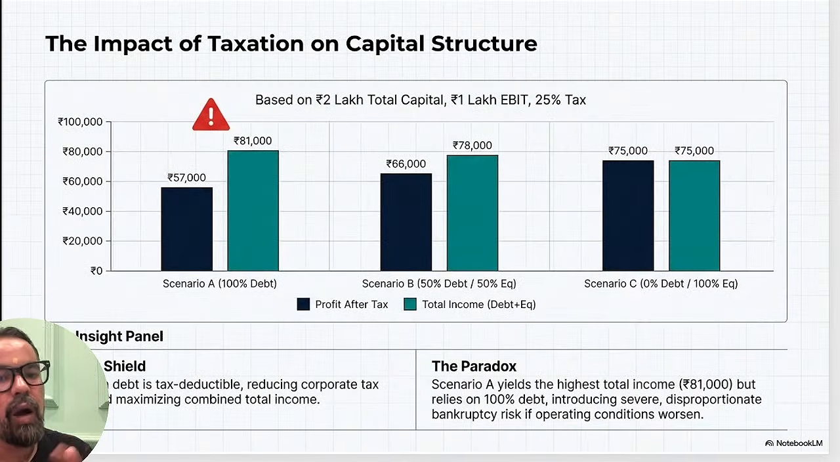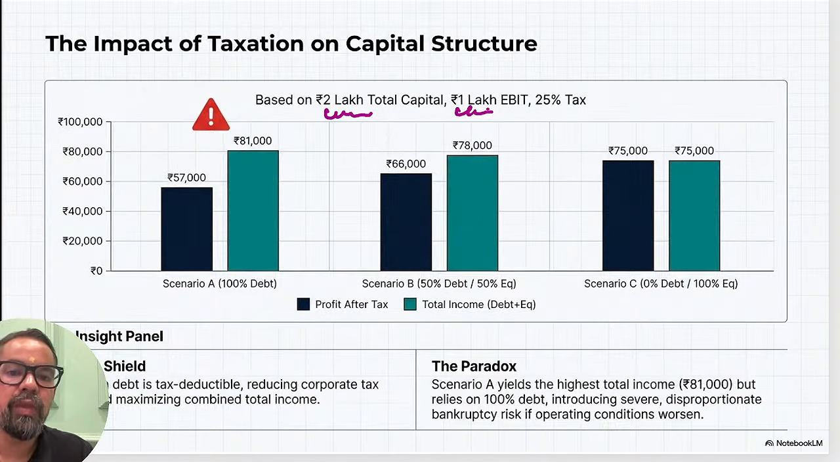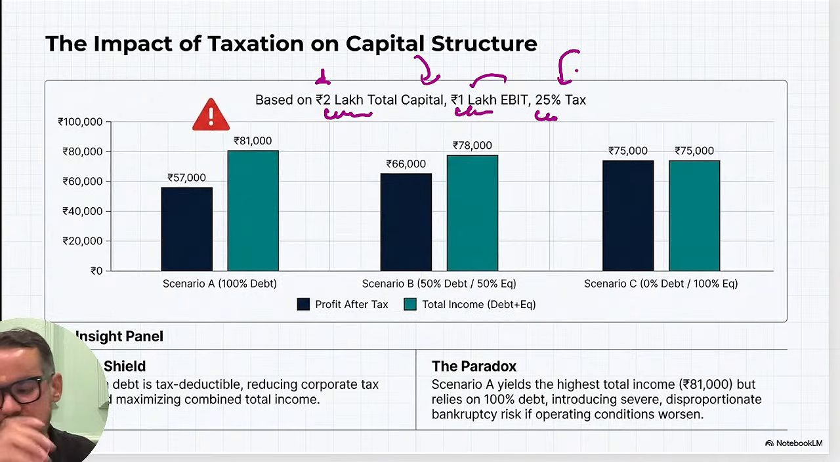So taxation, how does taxation come in? The tax benefit is basically related to the debt portion only, the interest part. Let's say there are two scenarios. Let's say we have a total capital of 2 lakh, the company's EBIT is 1 lakh, and the tax rate is 25%. This is the case.